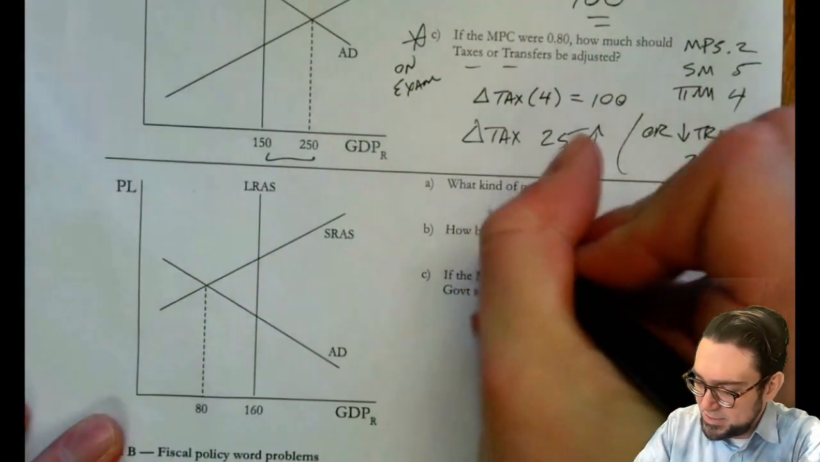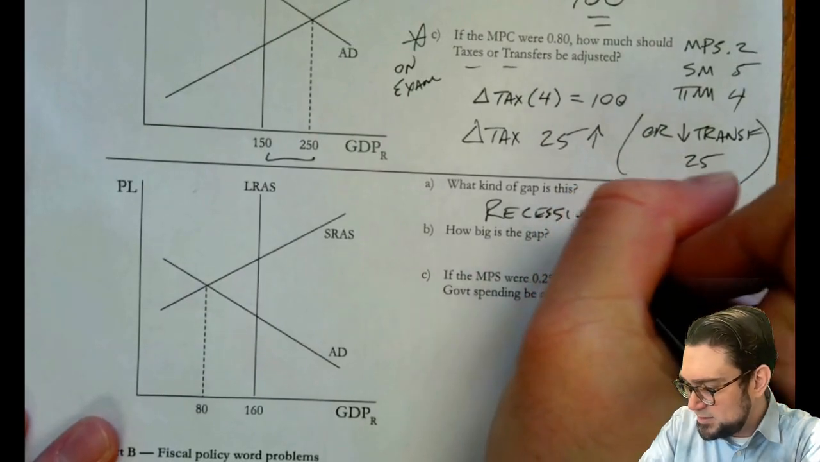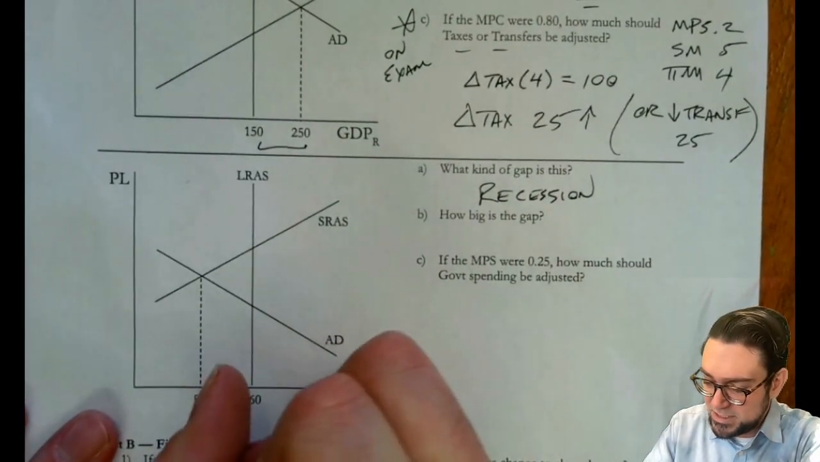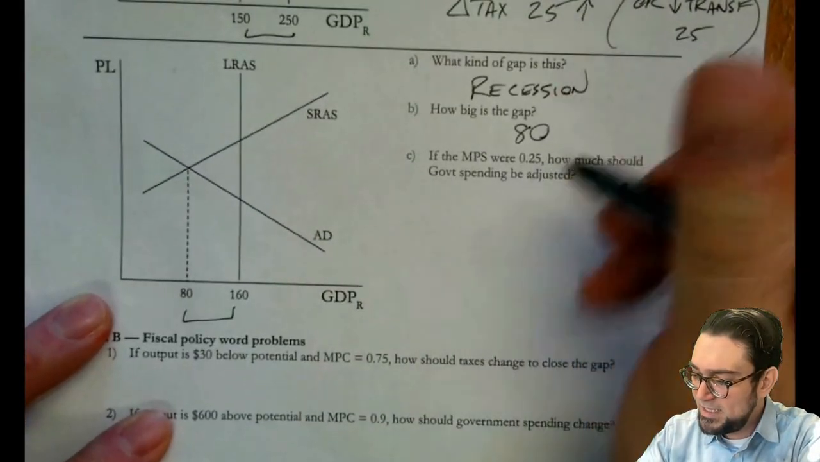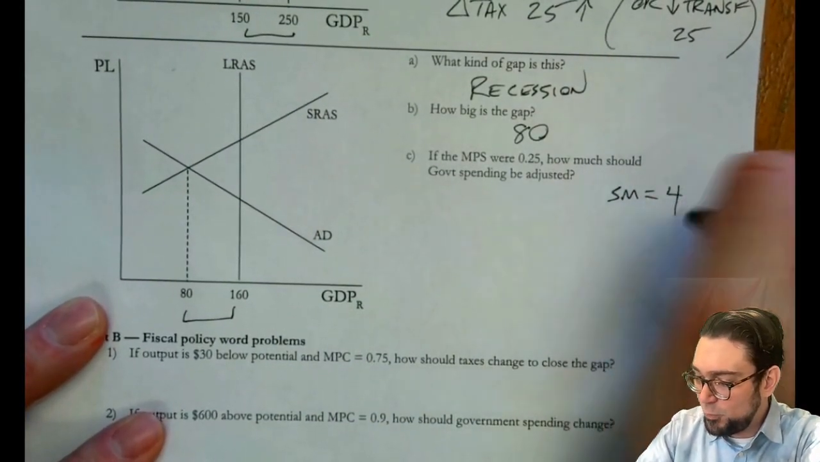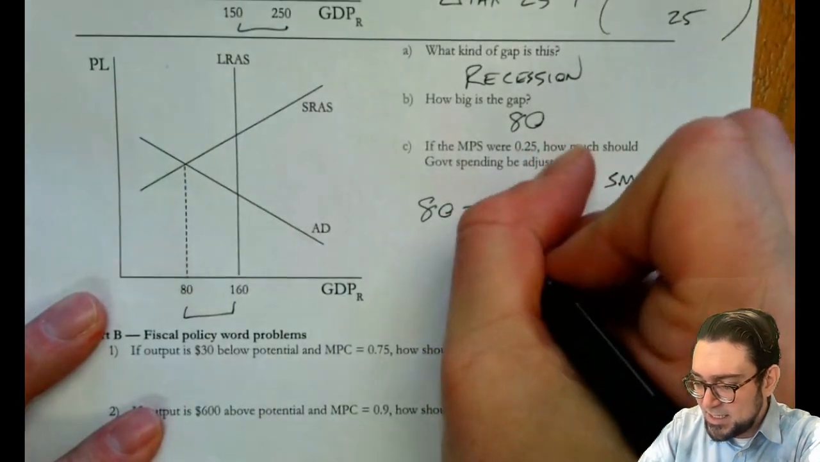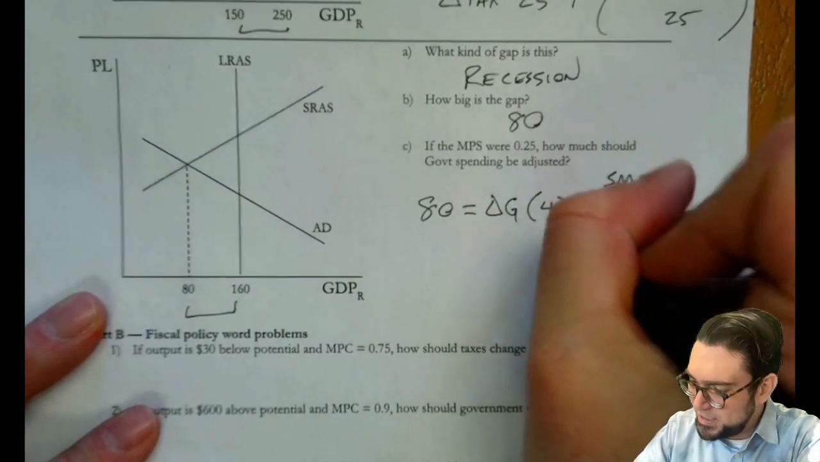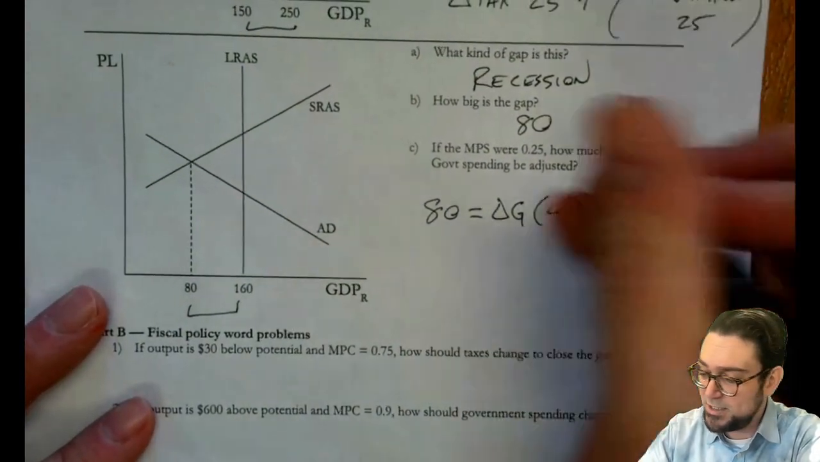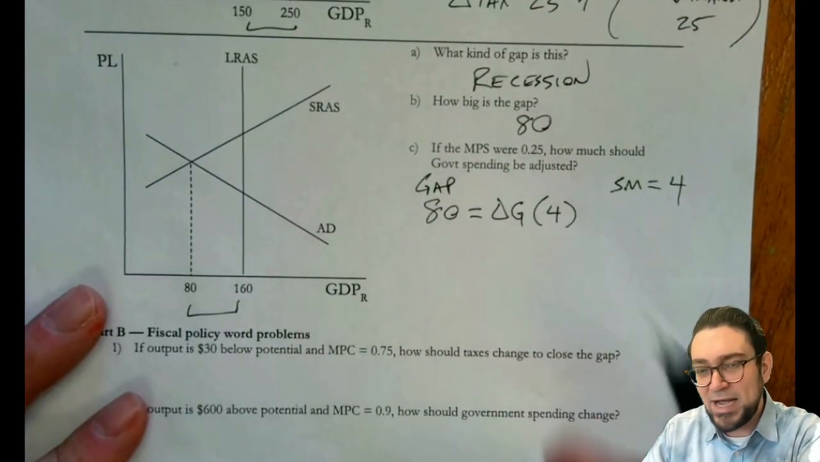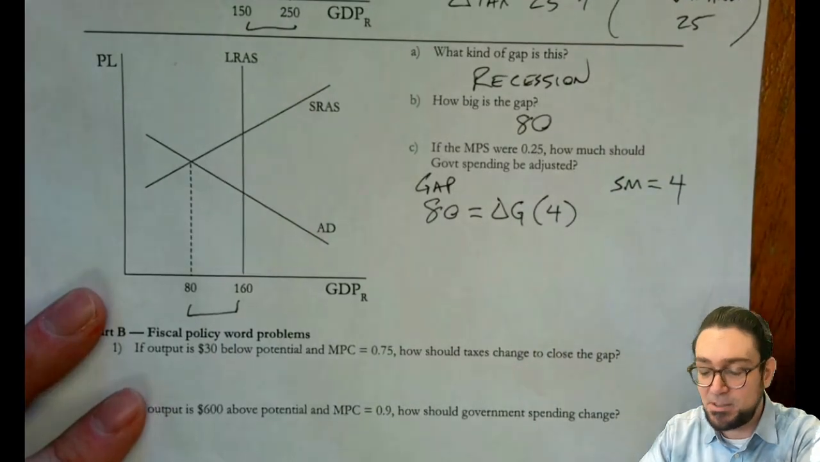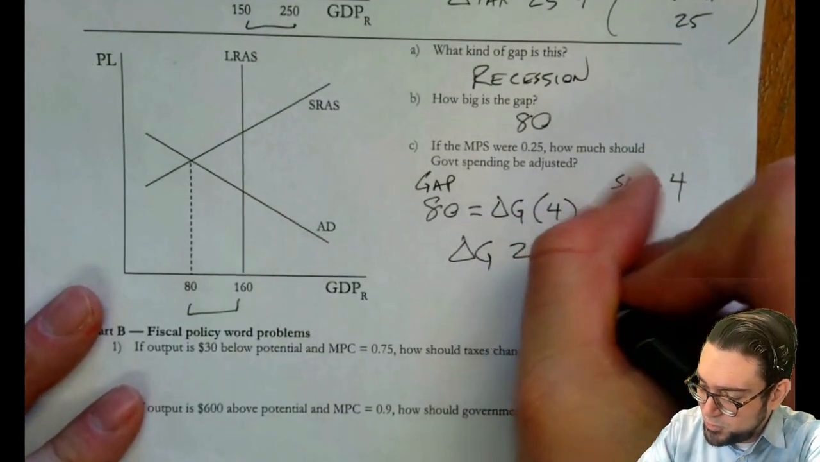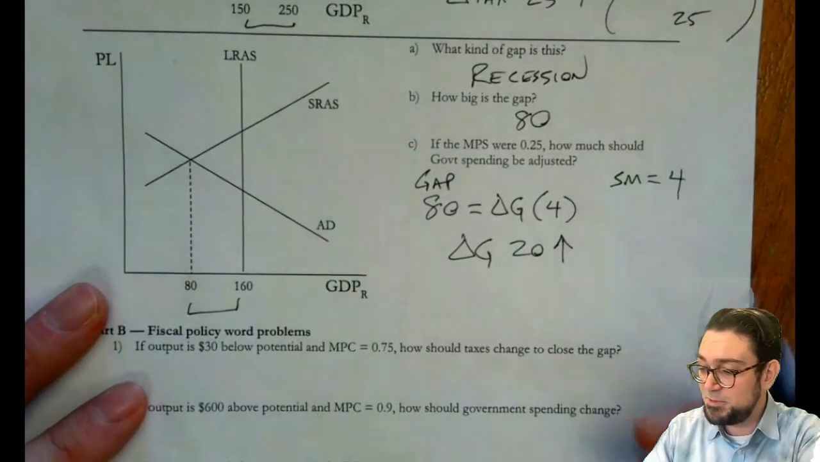What kind of gap is this? Well, this is a recession, right? So again, just kind of saying, well, it's below full employment, so we know that it's a recession. How big is that? That's an $80 billion gap, or just an 80, it's fine. MPS is 0.25, so now we know the spending multiplier is equal to 4. And so we have a gap of 80 equals change in government spending times this multiplier. So this is what I meant by working backward, right? A lot of students want to do 4 times 80, and that's the wrong direction. We're multiplying the initial change in spending by the spending multiplier. So that means our change in G must be 20, and we would want to increase government spending by 20. So we have 2 answers here that would correct these.